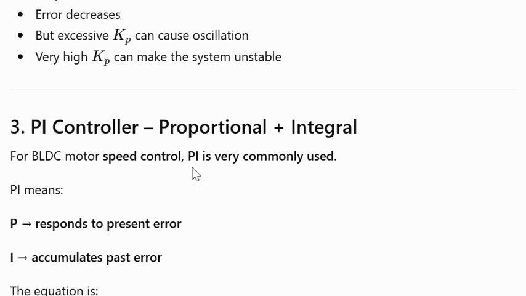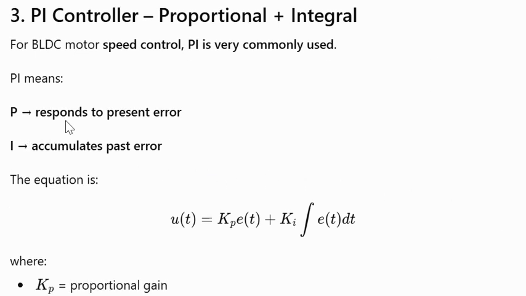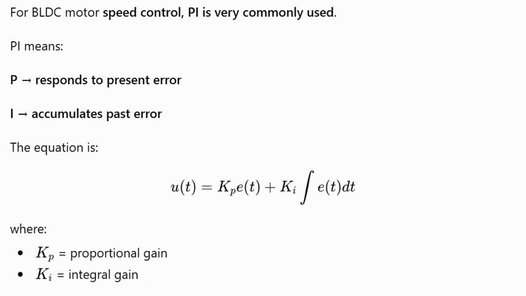So we are moving on to the PI controller, that is the proportional integral controller. P means response to the present error, as we have seen already, and I accumulates the past error. So for that, the equation gets slightly modified like this. KP into E of t is the proportional controller output, and this is the integral controller output. KI is the integral gain, as KP is the proportional gain, so integral of E of t into dt.